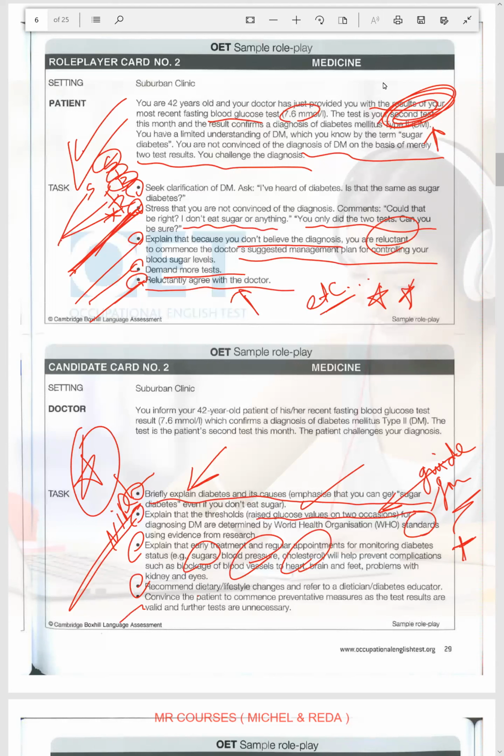Okay, convince him to commence the protective measures, not preventative. But first of all, we have to follow the instructions. Try to paraphrase protective treatments, because the results are valid and further tests are unnecessary. It's not important to do further tests. Okay, do you have any other concerns? Thank you. Goodbye. This is the end.